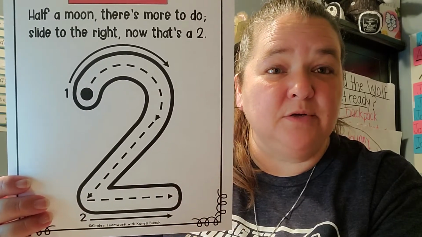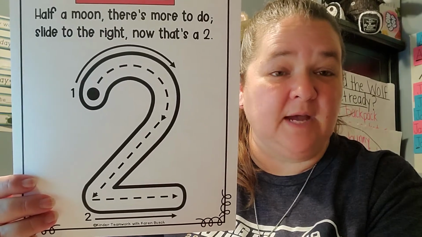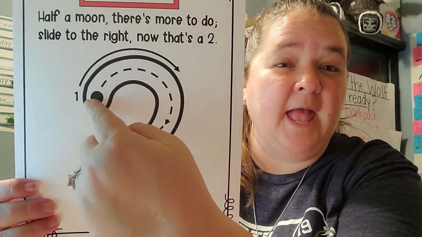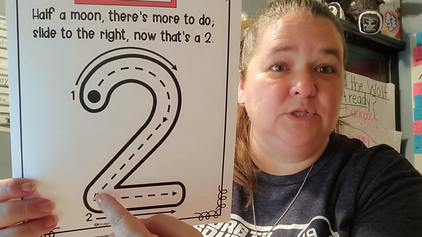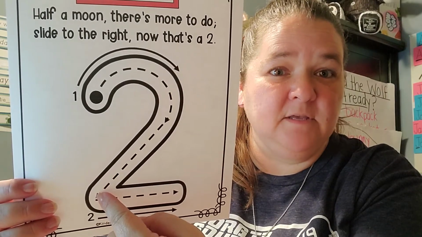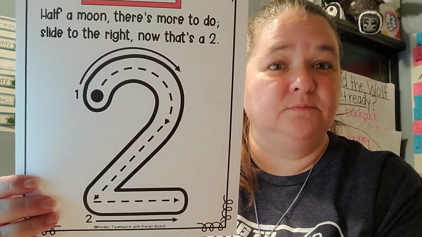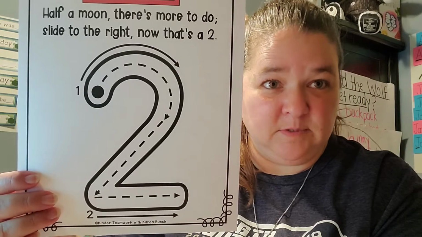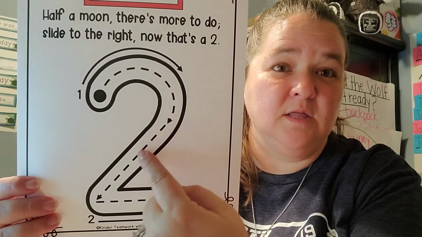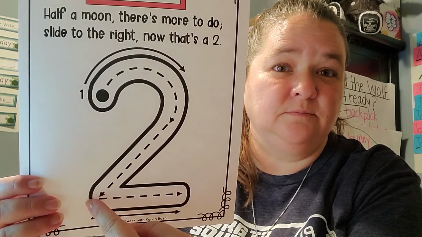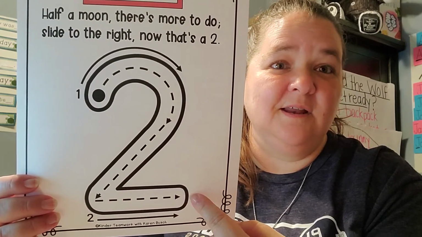Half a moon, there's more to do. Slide to the right. Now that's a 2. Ready? Half a moon, there's more to do. Slide to the right. Now that's a 2. Let's do it again and remember to be echoing me. Half a moon, there's more to do. Slide to the right. Now that's a 2.